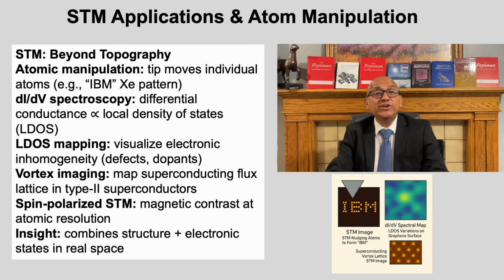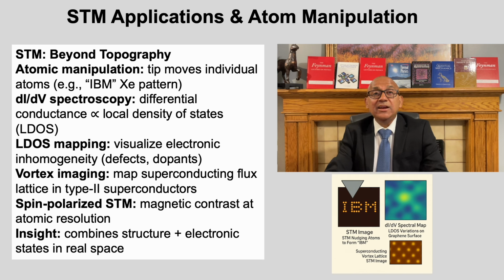Once atomic scale imaging was established, researchers quickly realized that the STM tip could do far more than trace surface topography. Because tunneling current depends sensitively on the local electronic density of states, recording the differential conductance dI/dV as a function of the bias voltage turns the STM into a local spectrometer. This provides energy-resolved information, for instance, mapping the spatial variation of electronic bands, surface states, or impurity levels.